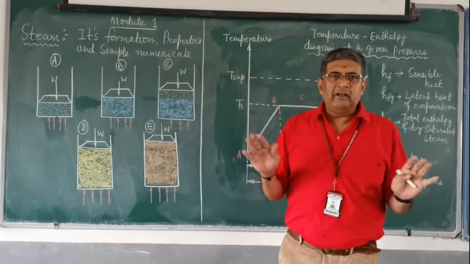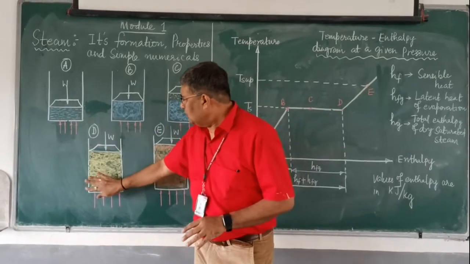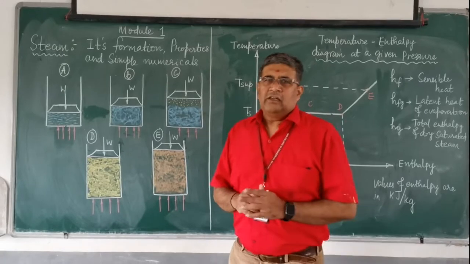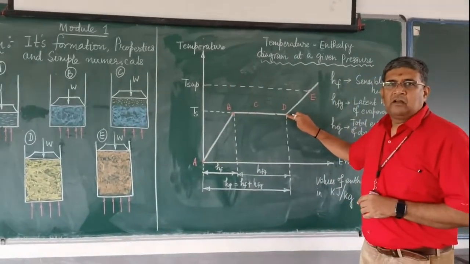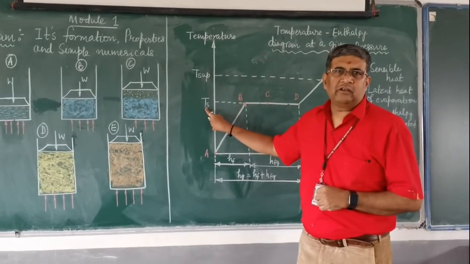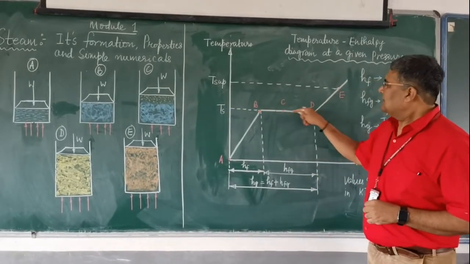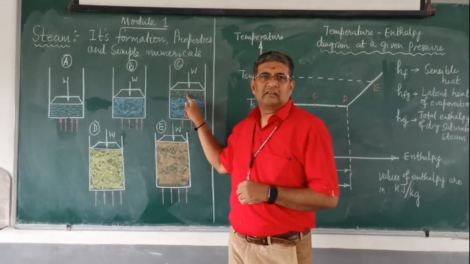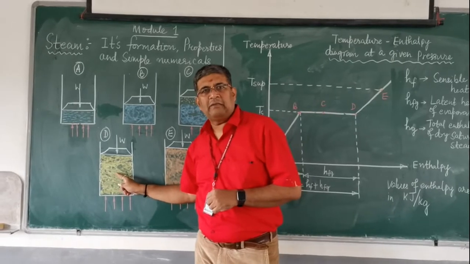There are no entrained or entrapped water molecules. So that is denoted by D. This whole thing we call it as dry saturated steam. Okay, so the dry saturated steam is represented by this point. Now if you look at the value of Ts, that is the saturation temperature, so we have B and D at the same temperature. That means water is boiling at the saturation temperature here, and we have dry saturated steam also at the same temperature.